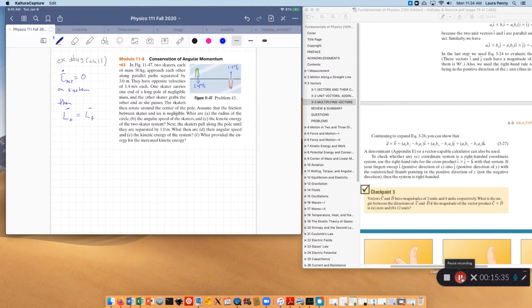And as they do that, that's going to cause them to start spinning around, right? They're going to start moving around their common center of mass, which will be right in the middle because they have the same amount of mass. So that R that they're going to be spinning around here, if the total thing here is 3 meters, then the R from that axis is going to be 1.5 meters.